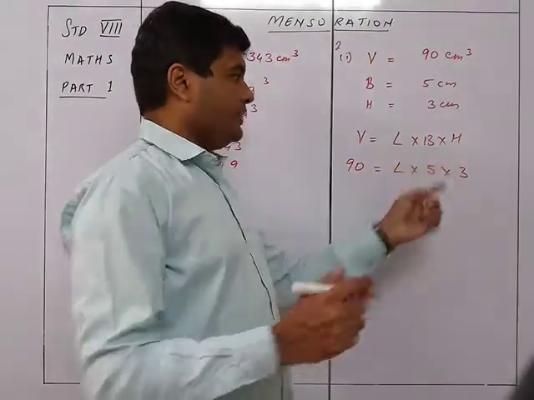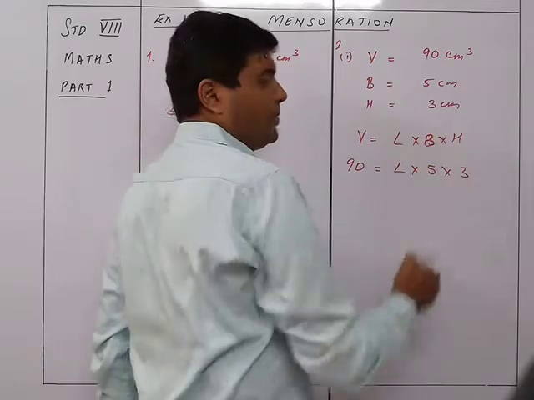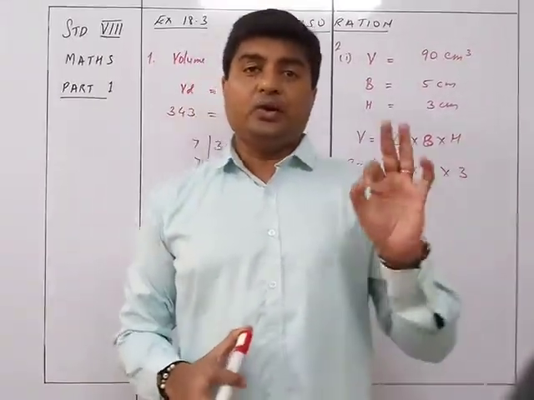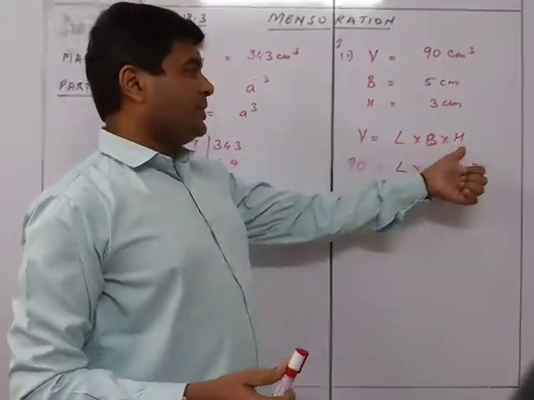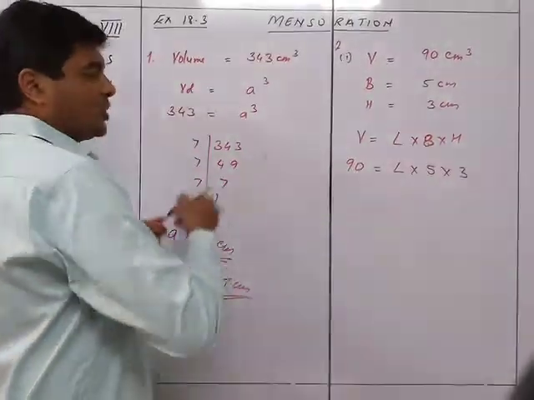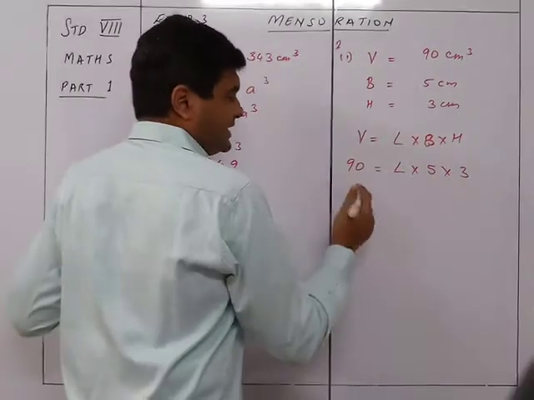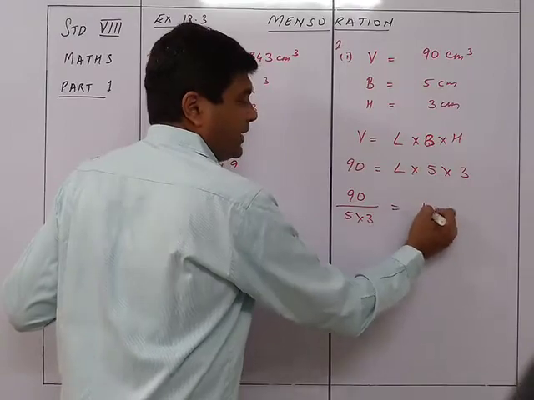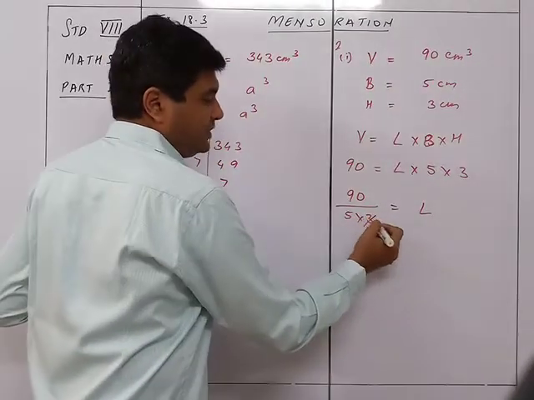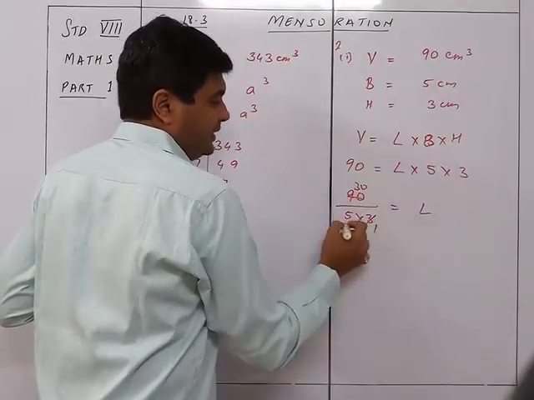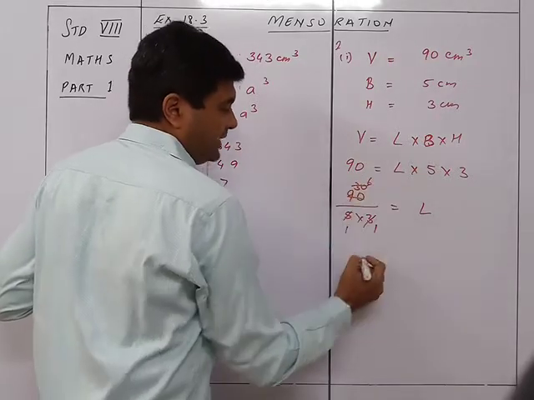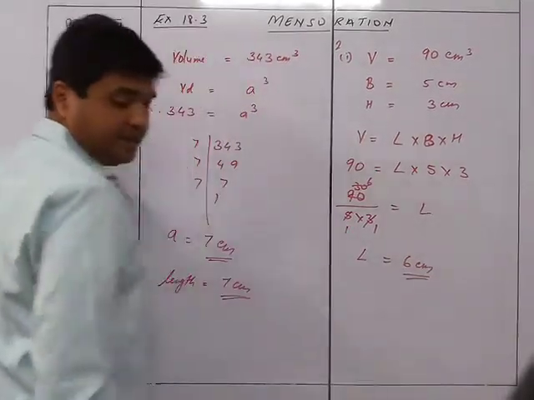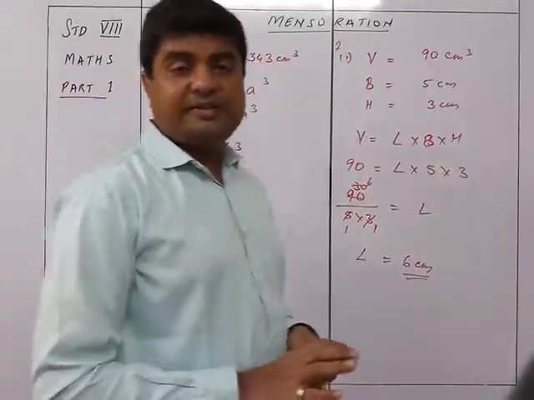In the equation, we know this is the formula of volume. The volume of a cuboid is given by length into breadth into height, so I am just substituting the values. The 5 into 3 will go down, so it will be 90 upon 5 into 3 is equal to L. You can do the cancellation. 3 ones are 3, 3 nines are 27, 30, and 5 ones are 5, 6 fives are 30. Therefore length is equal to 6 centimeters. That's the answer for the second question's first part.